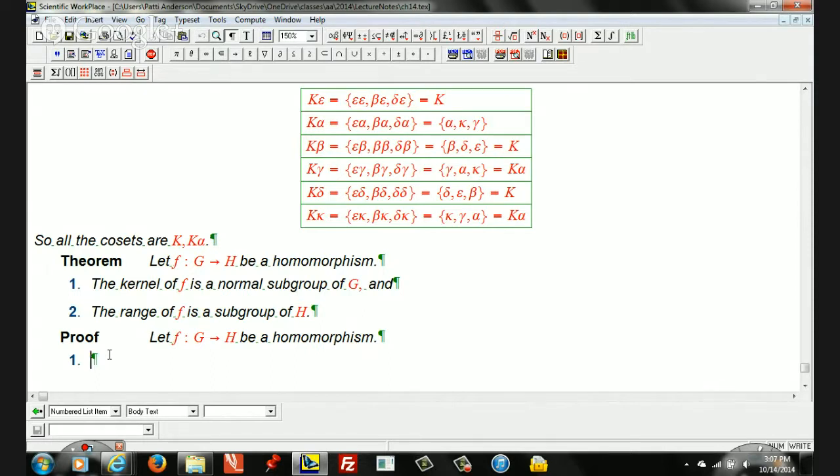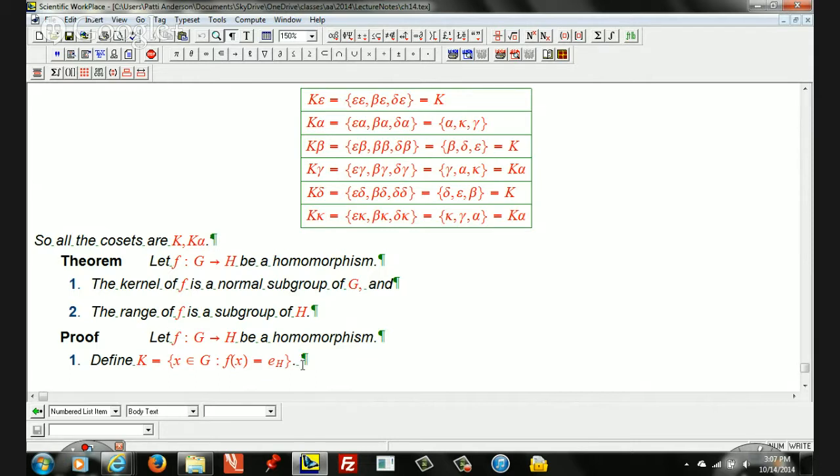So, if it's a homomorphism, what is a kernel? K is going to be the set of all X such that F of X is equal to the identity, and this is going to be the identity in H. Well, we don't know if that's zero or not. The X's are from G. This isn't based on the previous stuff. This is for an arbitrary group. We want to show it's a normal subgroup of G.